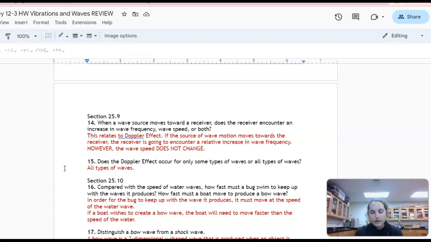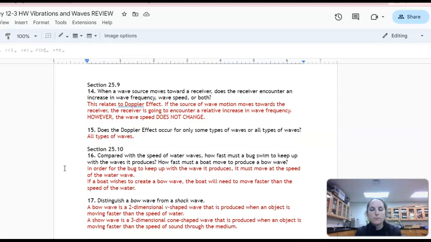However, the speed of that wave does not change. If we were hearing that sound, it's still going to travel at the speed of sound. If we were seeing a light, it's still going to travel at the speed of light. However, the frequency, or how we visually see it or hear it, is going to change. If the source is moving towards the receiver, then the frequency is going to increase.